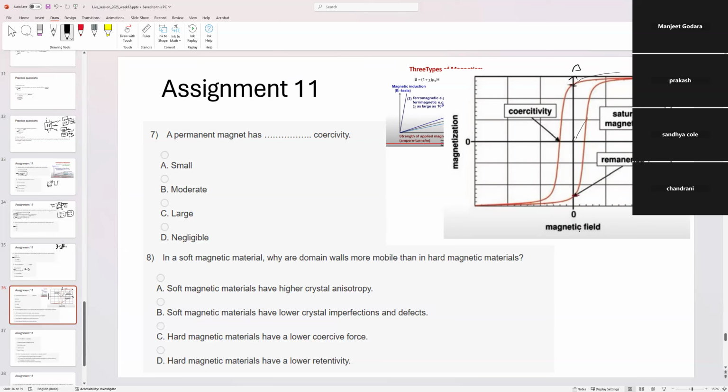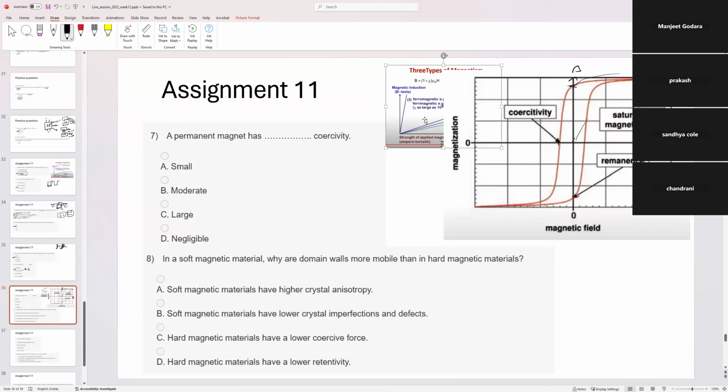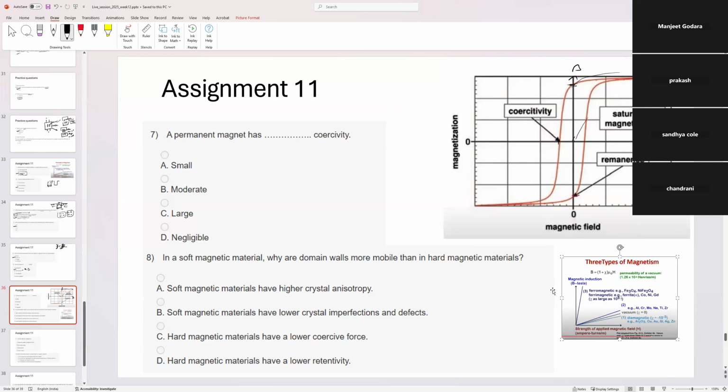Now, to measure how strong it is, if it's a strong magnet, you'll require a much larger H, a magnetic field in the inverse direction. Coercivity. And coercivity and permeability have a relation. Yeah, it's large.